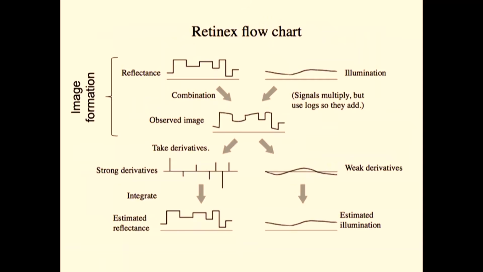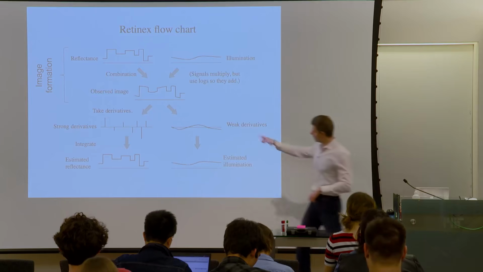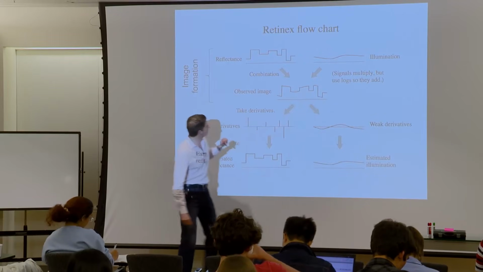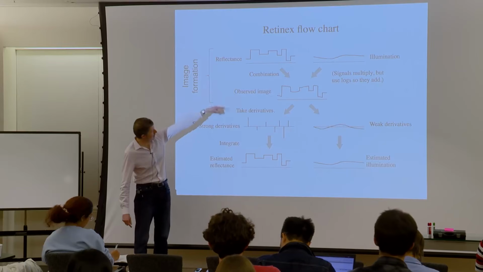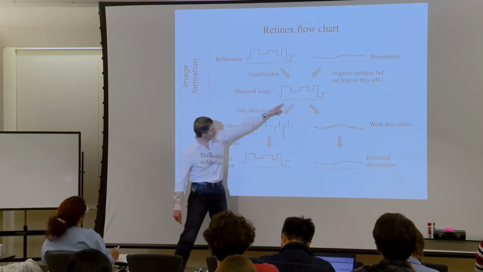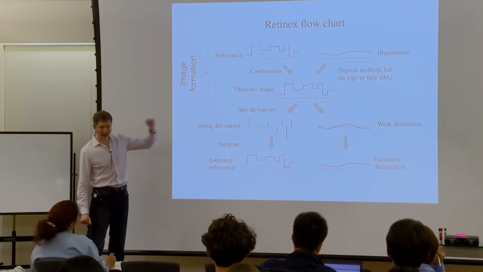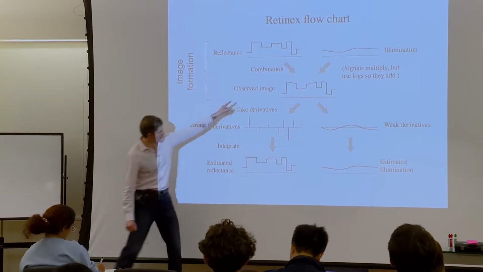Okay, so here's a flow chart providing another example of how this would work. So again, here is an example reflectance image and an example illumination image. Those get combined. So here's the observed image. Again, the signals in actuality multiply, but we're going to work in the log domain, so they add.